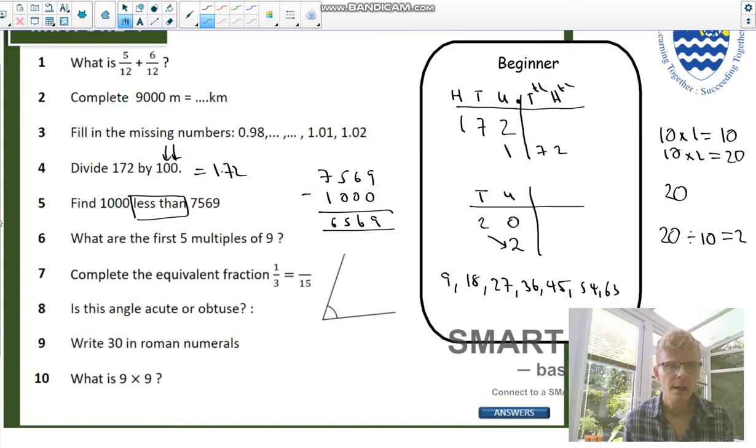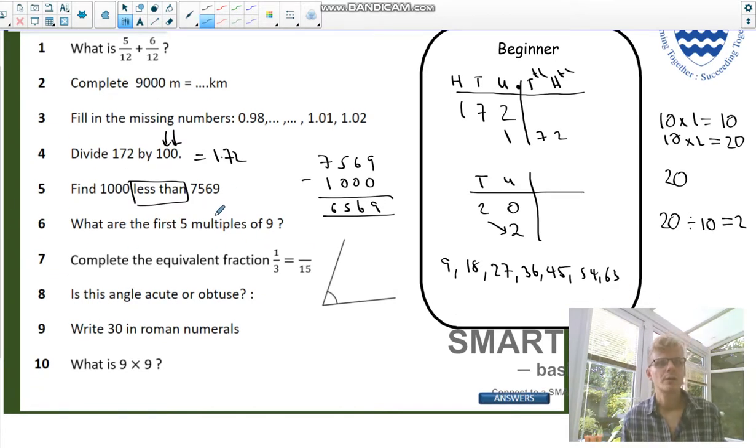Complete the equivalent fraction. 1/3, or if you like, 1 out of 3 equals something out of 15. This question was actually in the intermediates, so if you're doing well and you got this one right, you might want to try the intermediate set of questions as well.